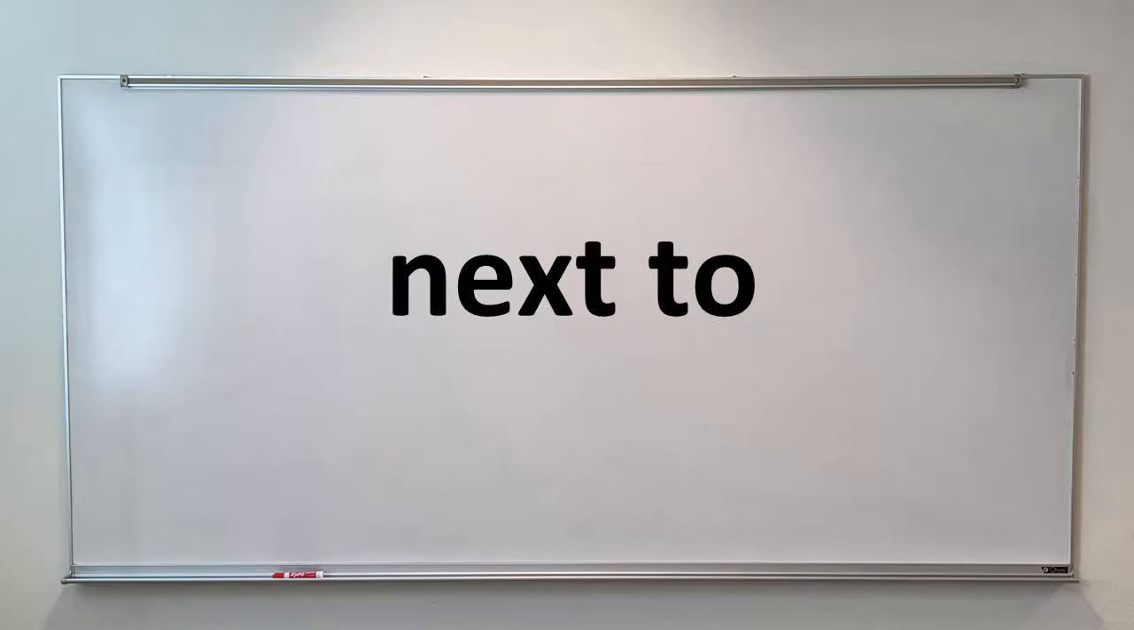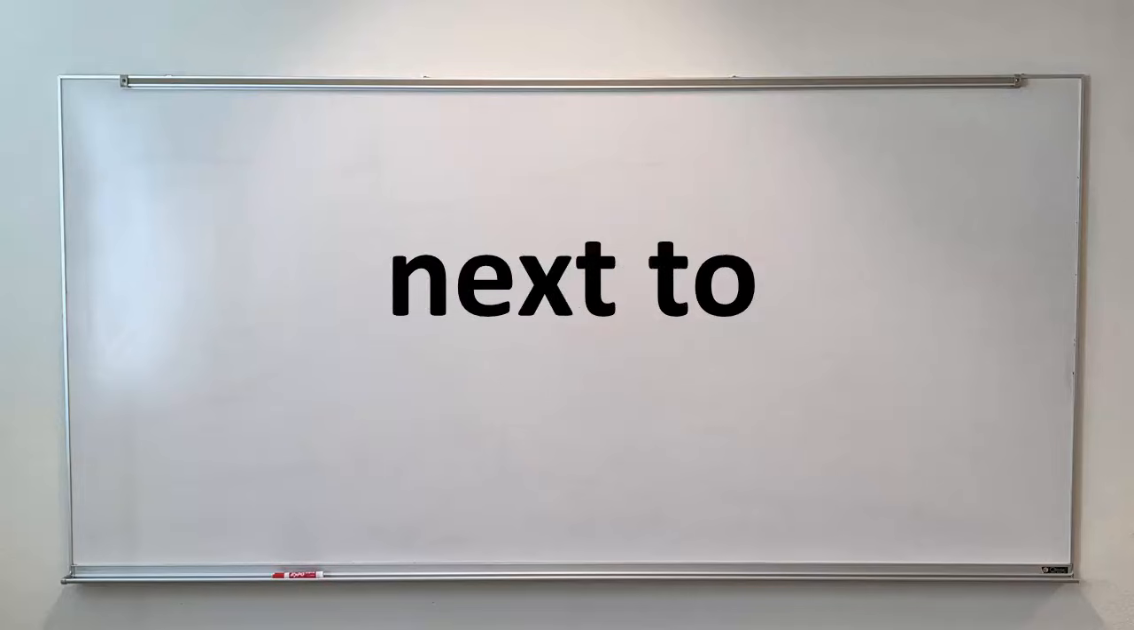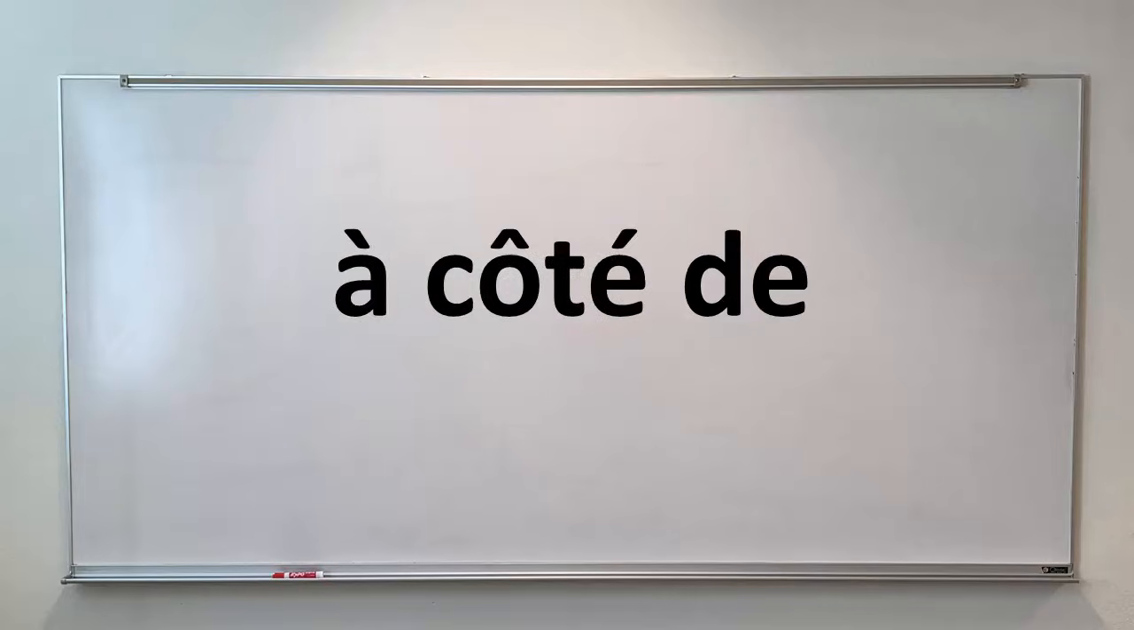Okay, so as we finish up this lesson, what are our takeaways? First, next to. Comment dit-on next to en français? À côté de. So be sure that you memorize this. By the way, à côté de literally means to the side of. The word côté means side. So to the side of. À côté de, which in English we translate as next to.